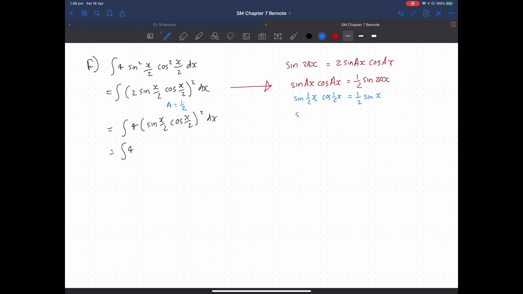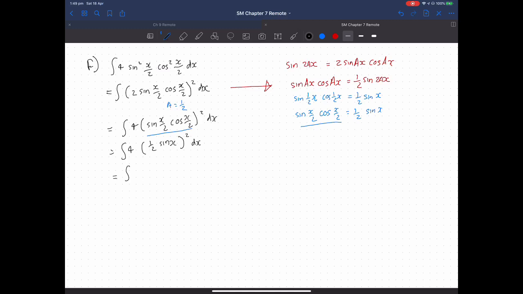So in other words, sine of x on 2 times cos of x on 2 is equal to 1/2 sine x. That is what we have in the bracket. So we're now going to replace sine x on 2 times cos x on 2 with 1/2 sine x. Remember, it is still all squared, dx.